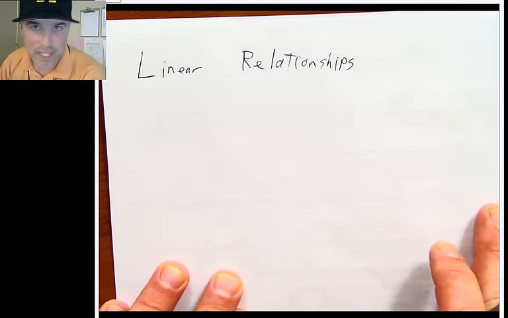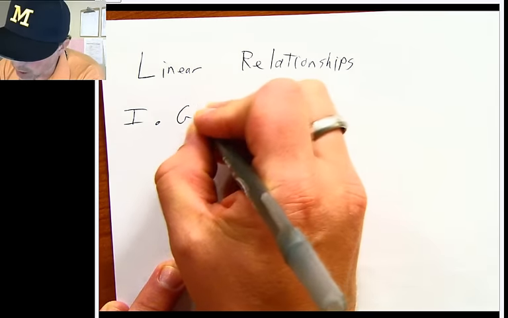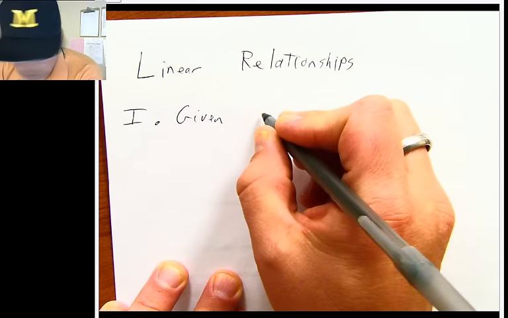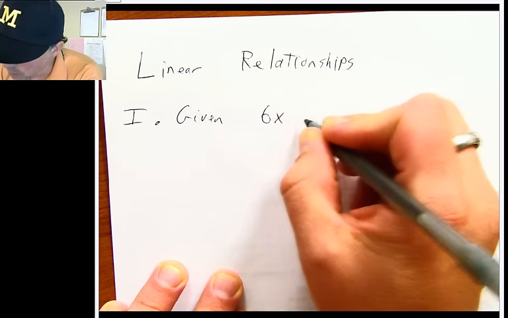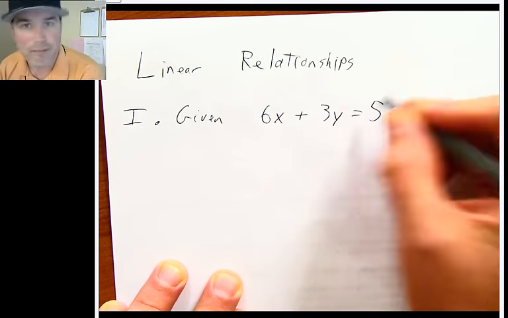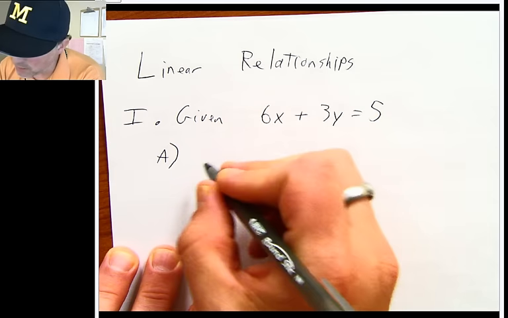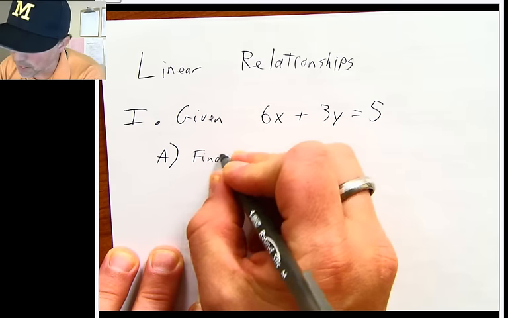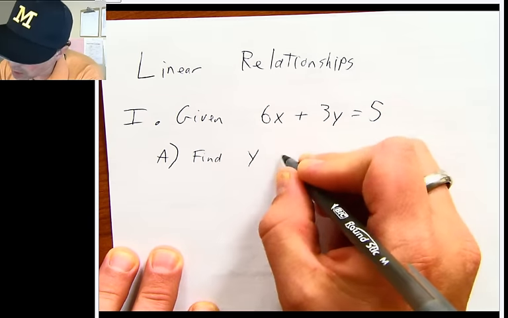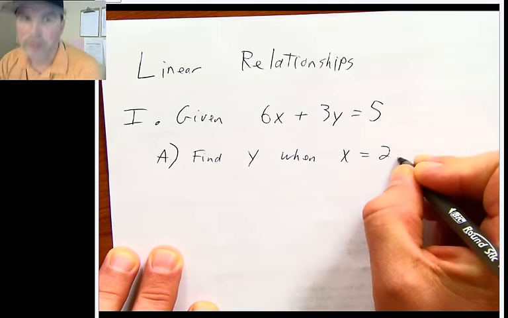And my first example I have for you is right here. We are given a linear equation, and that linear equation is 6x plus 3y equals 5. And in part A, what they'd like us to do is find y when x is equal to 2.